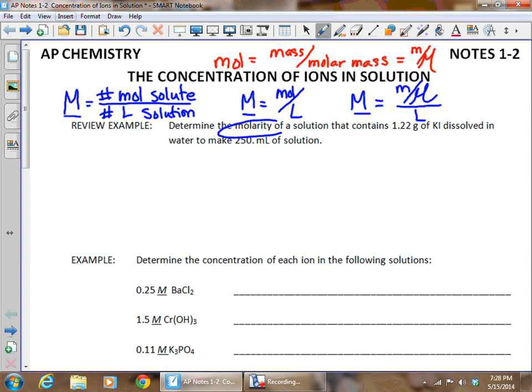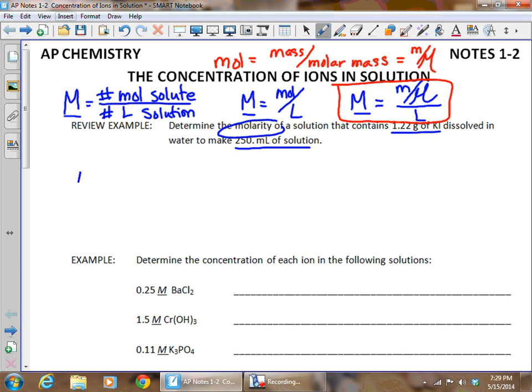In this particular case, the review example, determine the molarity. It's asking us to find the molarity of a solution, and it tells us that we have 1.22 grams of KI, potassium iodide, dissolved in water to make 250 milliliters of solution. So as soon as it told us that we had grams of potassium iodide, we hopefully realized that we need to use the mass over molar mass form of the equation.